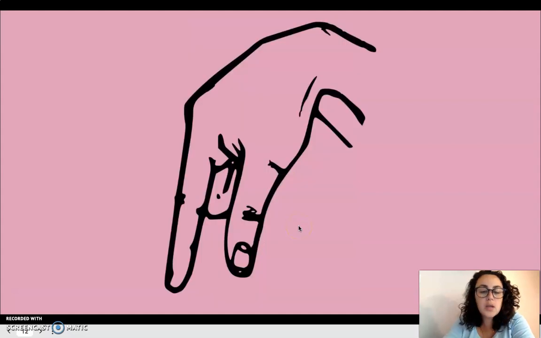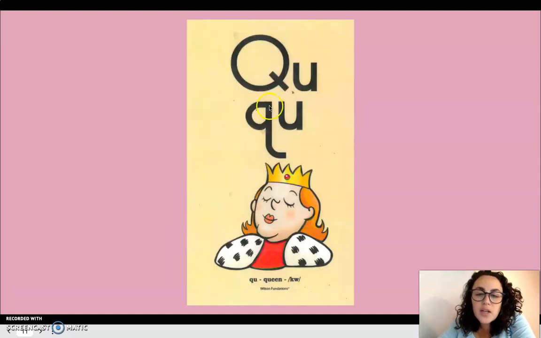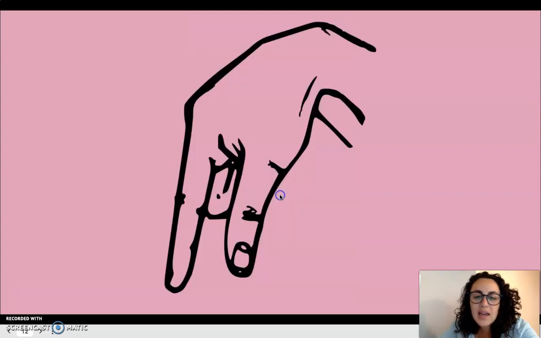QU, queen, Q. So when I look at this lowercase q, just to show you how sometimes they can look different, this one has the circle, the line, and remember I was showing you that little tail? This one is a little bit more curved than a straight line. So we might see it a little bit differently, but we know all of these are the letter Q. So let's do it again. QU, queen, Q. You try. QU, queen, Q.